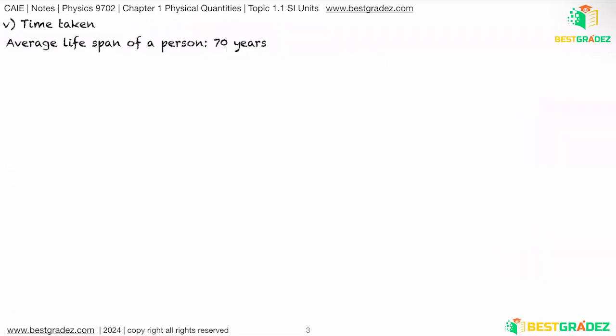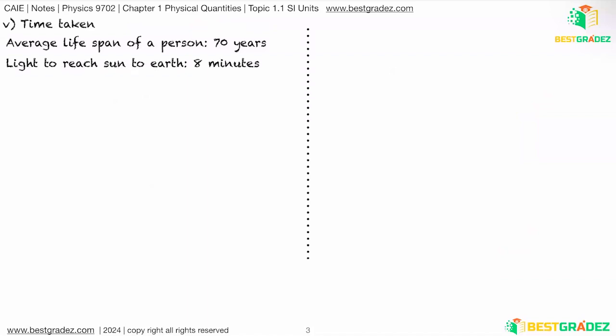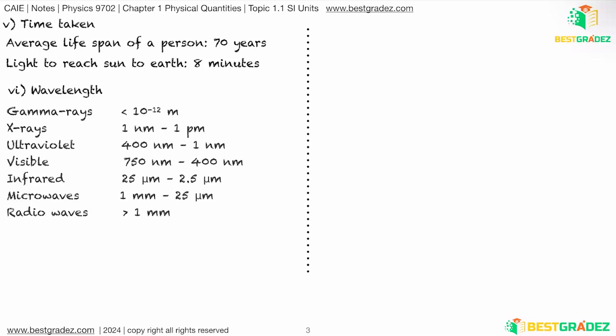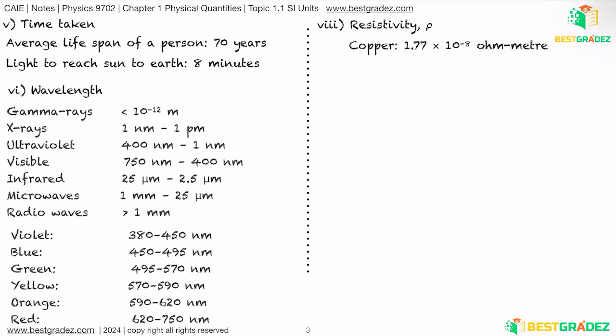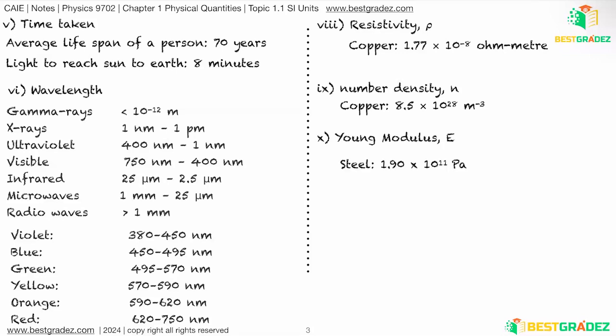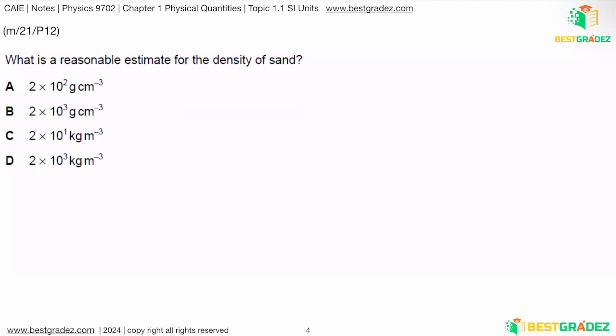Time taken, just a quick look: different average lifespan of a person, light to reach sun to earth, wavelengths. Ignore these at this time. We'll talk about this in the waves chapter. You can ignore the wavelengths. Resistivity, more about this in electricity. Number density, again electricity, you can ignore this. Young's modulus will come in deformation. Atmospheric pressure, in the pressure chapter.